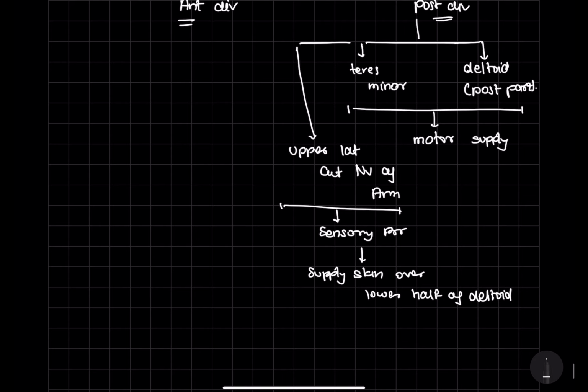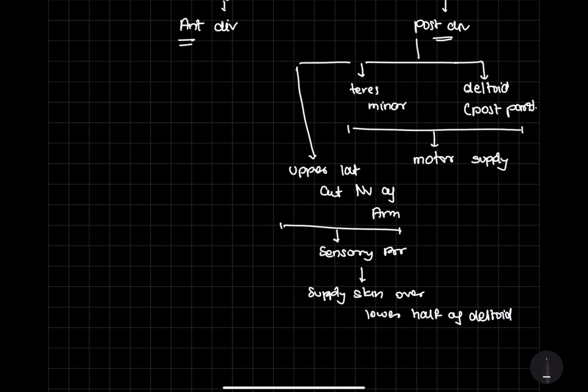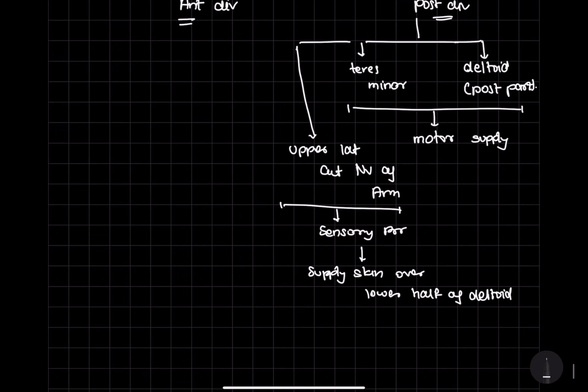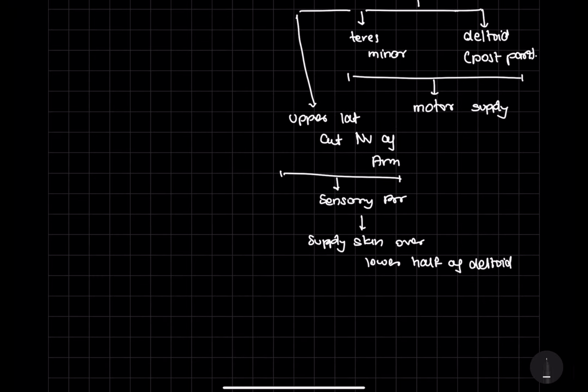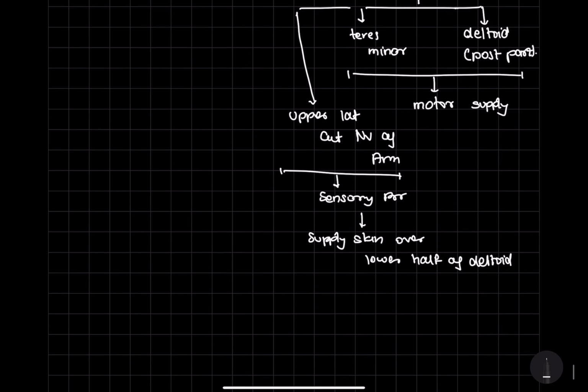So axillary nerve, two divisions, deep to deltoid, anterior division, posterior division. Posterior division, two aspects. We have the sensory aspect, we have the motor aspect. The motor aspect is going to supply the teres minor and the posterior part of the deltoid, and the sensory aspect is going to give off the upper lateral cutaneous nerve of the arm, and as the name suggests, it is going to supply the skin. Because it is the sensory innervation, it is going to supply the skin over the lower half of the deltoid. Done.